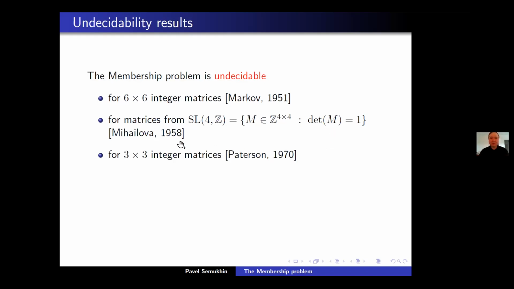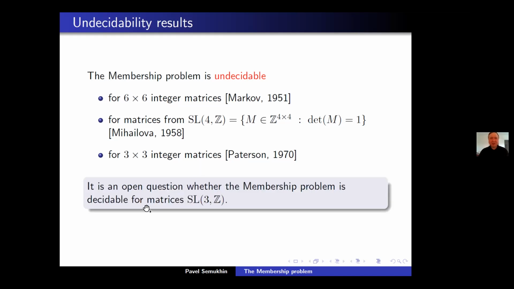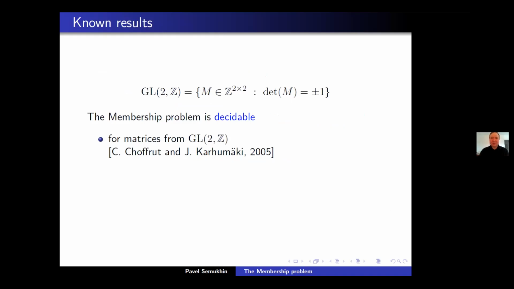Later, it was improved by Patterson, who showed that the membership is undecidable for 3 by 3 integer matrices. But here we don't have such a restriction on the determinant. And in fact, it's an open question whether the membership problem is decidable for matrices in SL3Z, where SL3Z is 3 by 3 integer matrices with determinant 1. Okay, these were undecidability results.